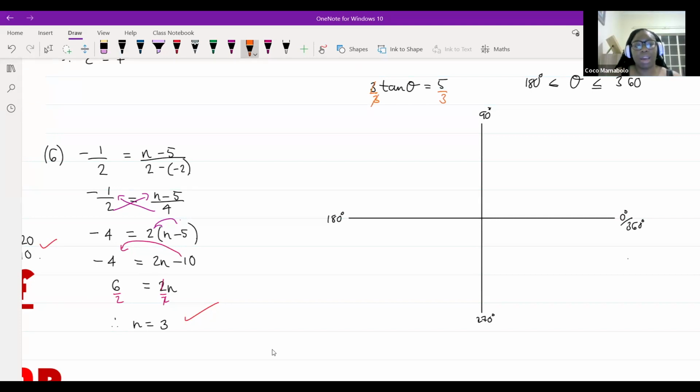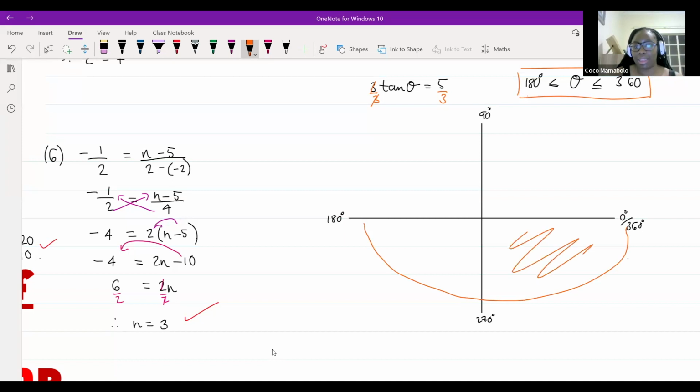Now, if we think about the information that they've given us, grade 10s, they've told us that theta needs to be between 180 degrees and 360 degrees. That is between here and here. It's either in this quadrant or in that quadrant. But now, if we look at our answer for tan of theta, we've got tan of theta is equal to 5/3, right?